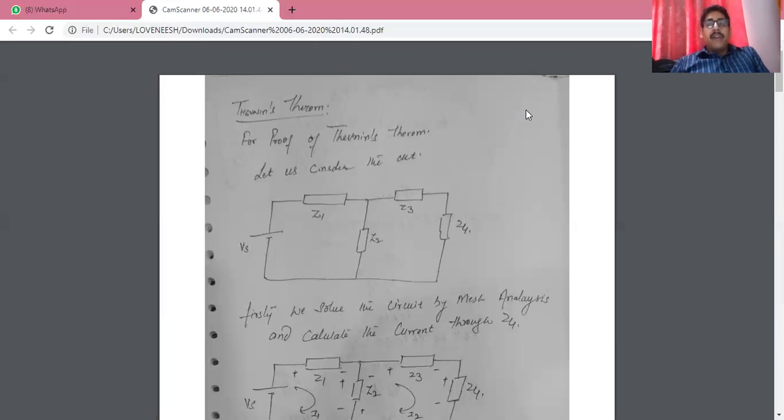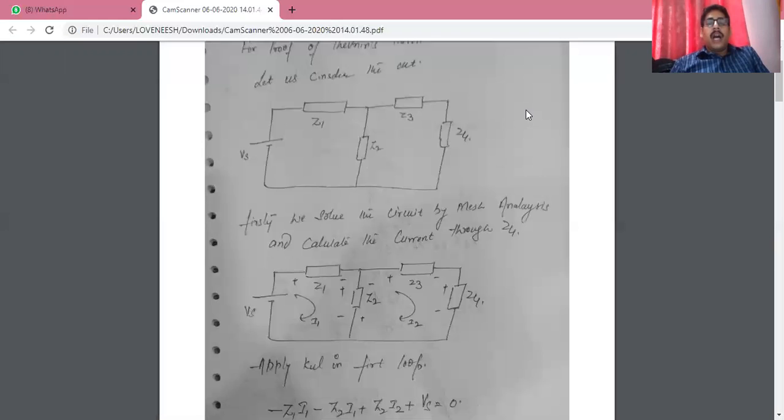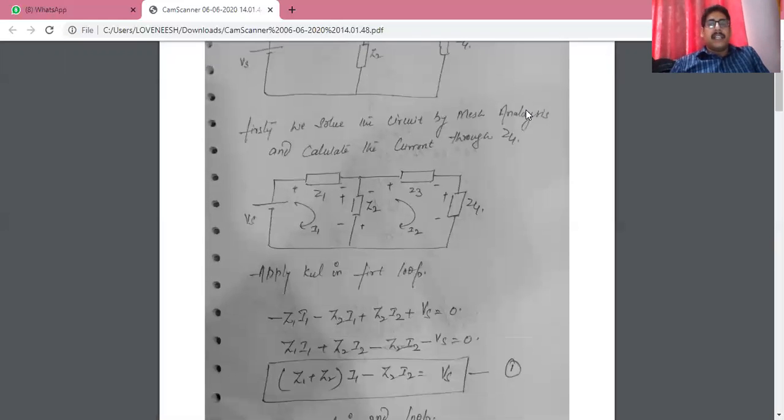Now, we will calculate the current through the load Z4 by the use of mesh analysis. And after that, we can again calculate the current through Z4 by using Thevenin's theorem, and see whether our answers are verified or not. So firstly, we solve the circuit by using mesh analysis and calculate the current through Z4. For that, I simply apply the mesh analysis.